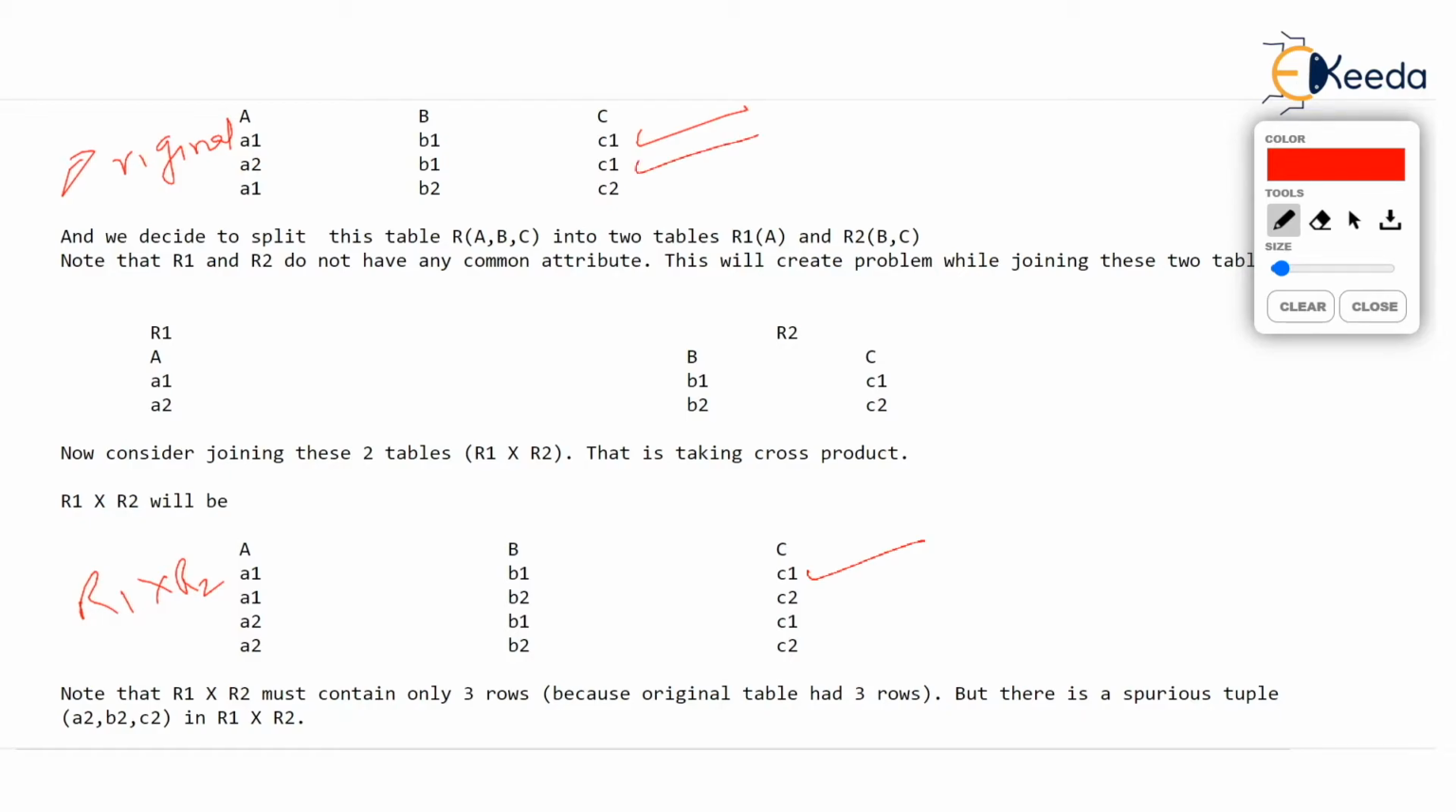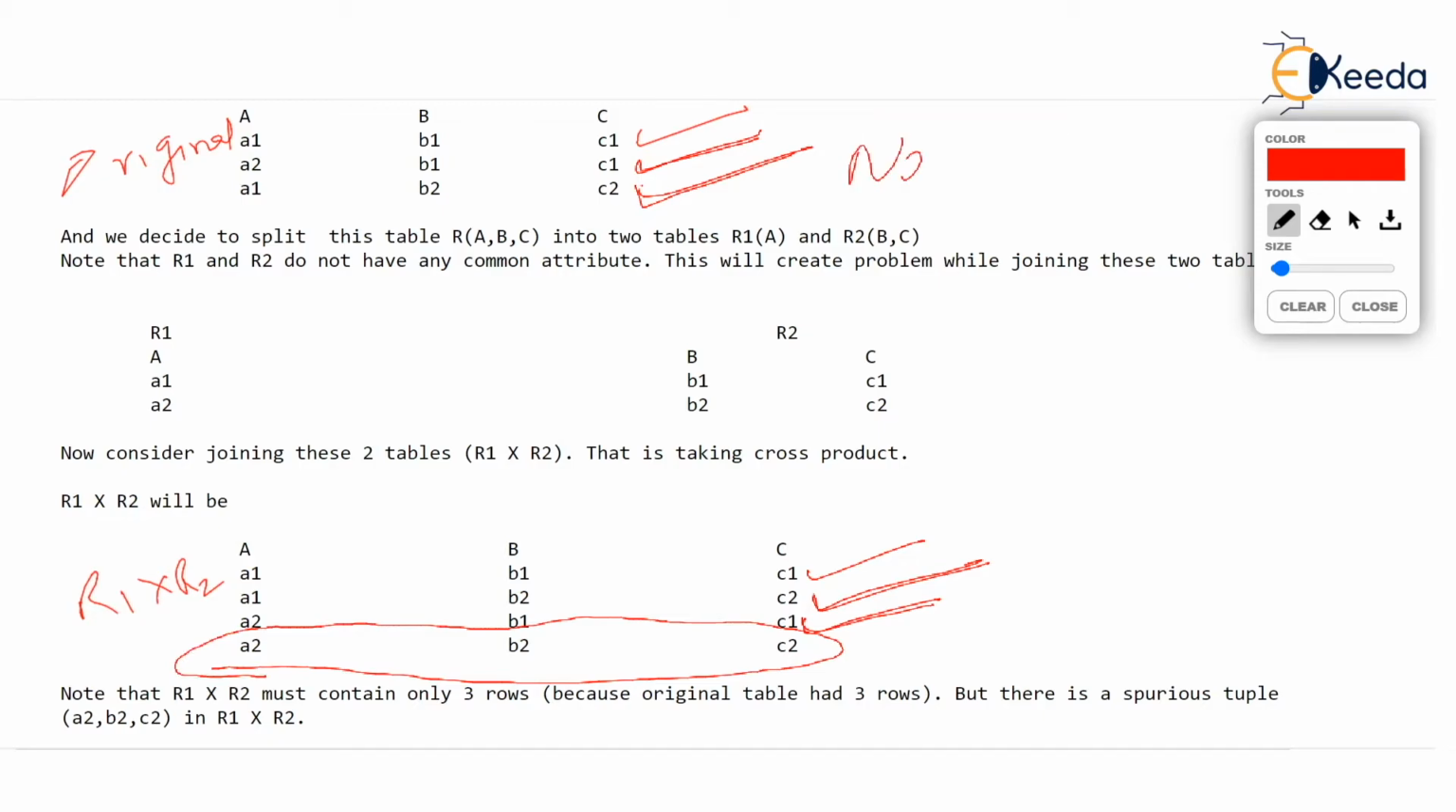A2, B1, C1. Yes, A2, B1, C1 is there in R1 cross R2. A1, B2, C2. Observe the third row. A1, B2, C2. Yes, A1, B2, C2 is available here. But then this particular row which I am marking, A2, B2, C2, was not present in the original table.